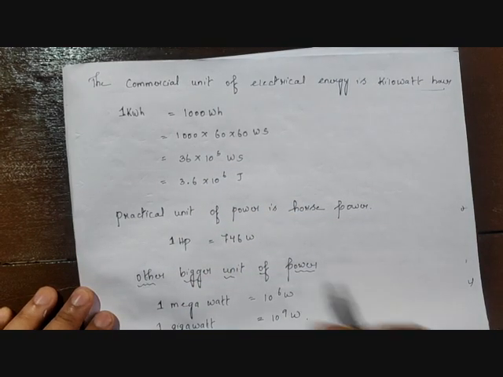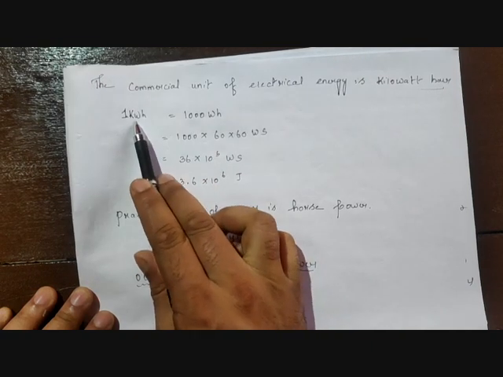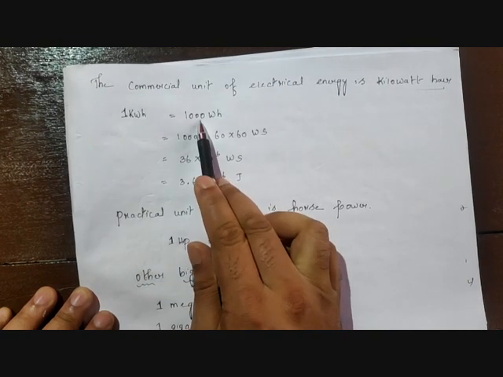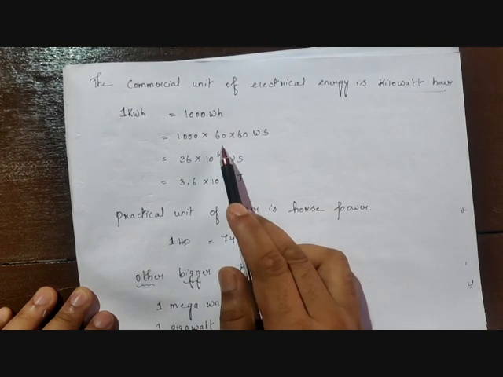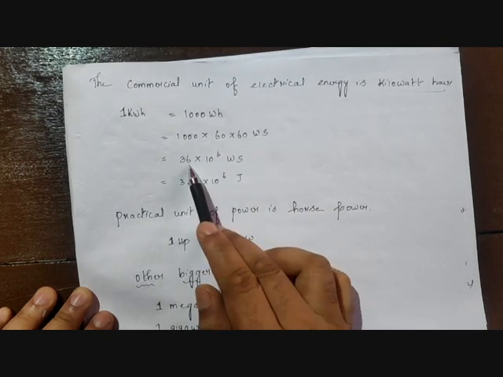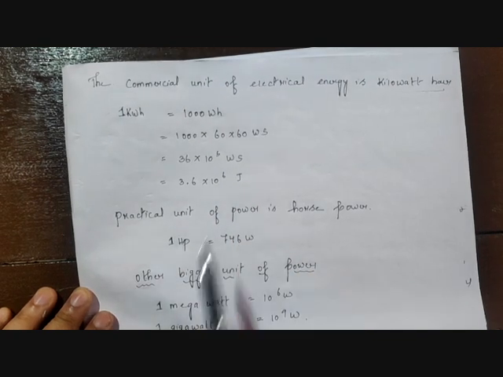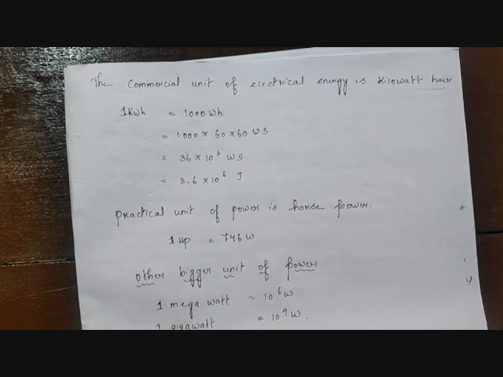So 1 kilowatt hour is how much joules? See, joule means what? You know the energy, right? Kilo means 1000. And this hour will change into seconds, 60 into 60. So you'll get this value, 3.6 million joules. So 1 kilowatt hour is equal to 3.6 million joules. So these are very important for your MCQ.